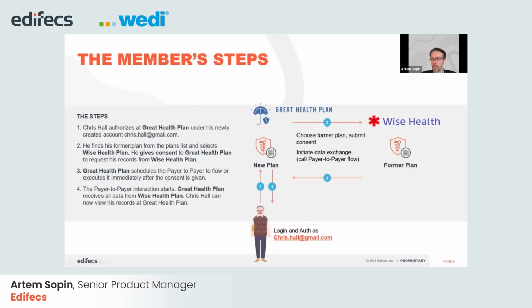From the members' perspective, in the latest IG, the steps that are required happen during the enrollment process. It can be done by any mechanism; the mechanism is not described. This is up to a plan. You might have a new account created, the member logs into the new plan, and you prompt, hey, finalize your enrollment information, give us details. And during this process, you may ask for consent to go to the old plan and execute payer-to-payer.